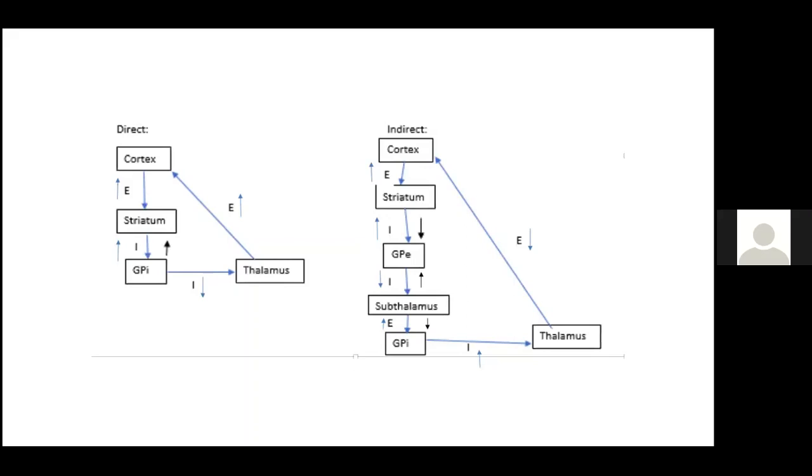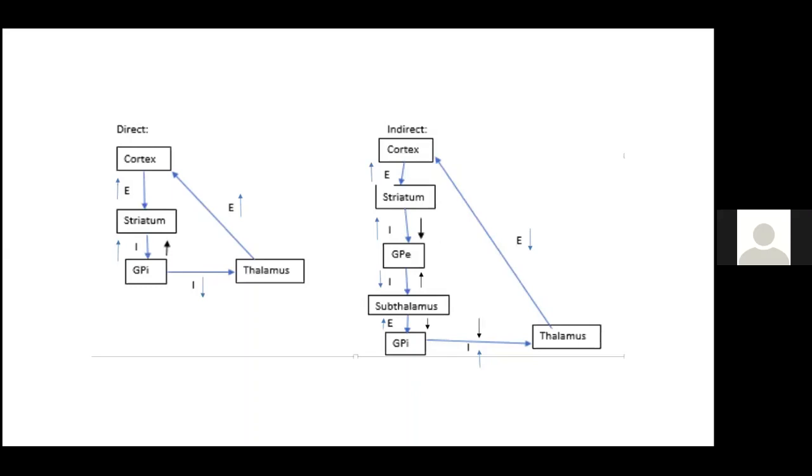So the subthalamus, let me get that right again, sorry. So that pathway comes down, and therefore, because that is no longer inhibited, that can go and inhibit the subthalamus. Subthalamus inhibited, so the subthalamus can no longer inhibit the globus pallidus interna.